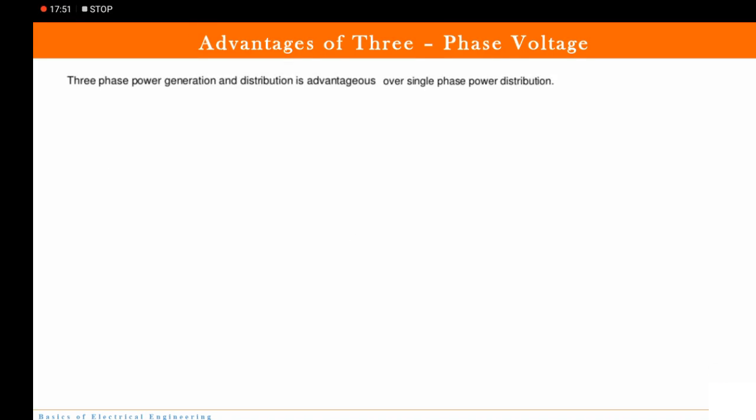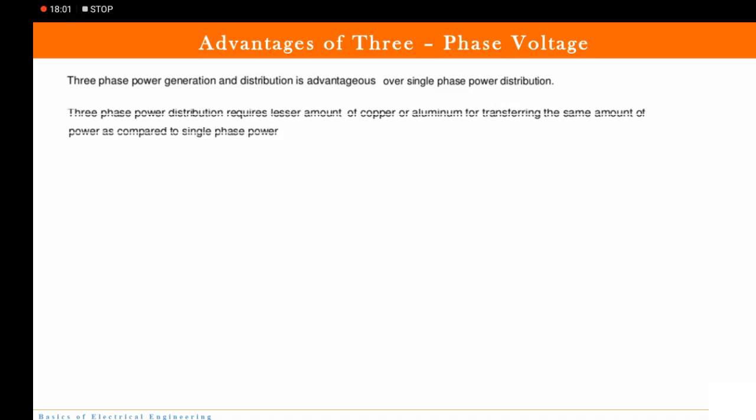Fine, let us discuss the advantages of 3-phase voltages. Now 3-phase power generation and distribution is advantageous over single-phase power distribution because of several reasons. The 3-phase distribution requires a lesser amount of wire, meaning copper and aluminium, for transferring the same power compared to single phase. Suppose you want to transfer 100 watts of power, you will require more copper or aluminium for single phase supply, and lesser copper or aluminium to distribute the same 100-watt power. So that is cost effective, isn't it?